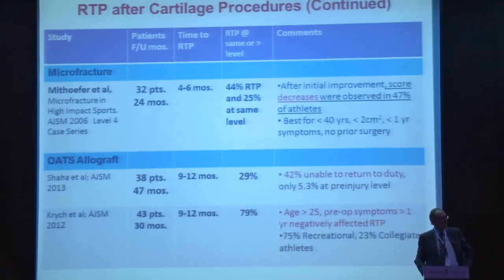Kaimidhofer, in another microfracture study, shows that after initial improvement, the scores deteriorate at 18, 24, and 36 months, so the results go downhill, and now only 47% of athletes were able to return to continued sports.